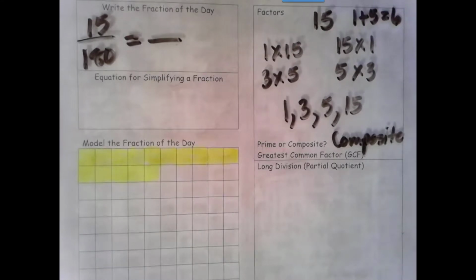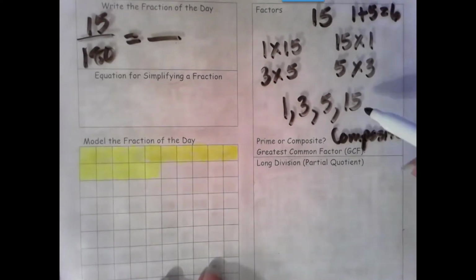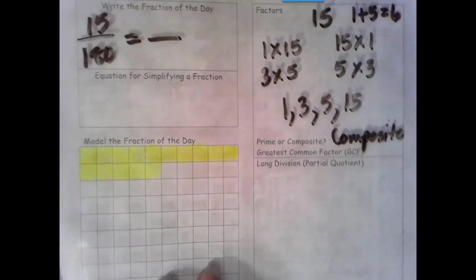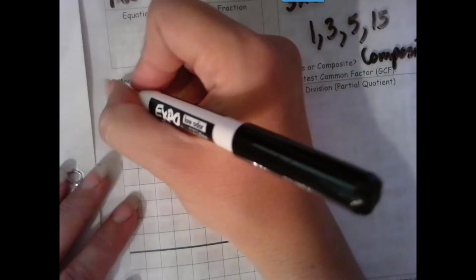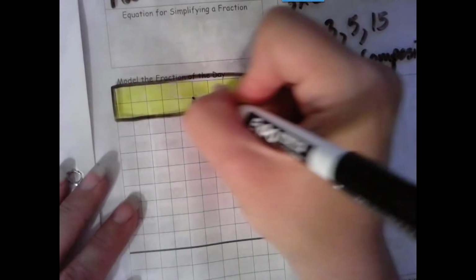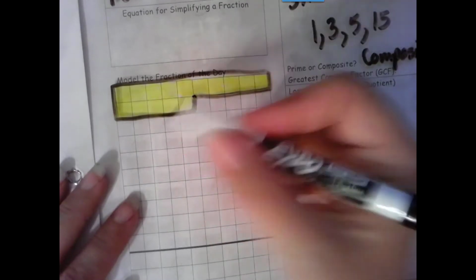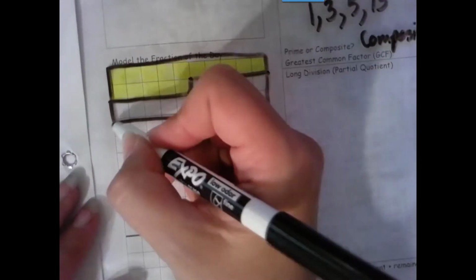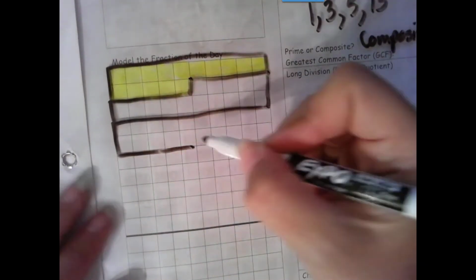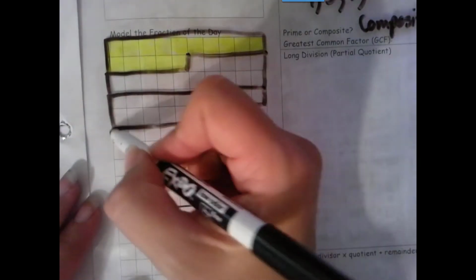Okay, now we need to find our greatest common factor. So let's start with 15, and if that doesn't work, we'll go to 5, 3, and then 1. So let's make our groups of 15. Make sure your shaded and unshaded are separate, but it doesn't matter how your groups look. They do not have to look like mine. Just make sure there's 15 in each group.